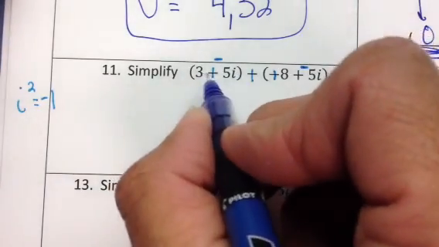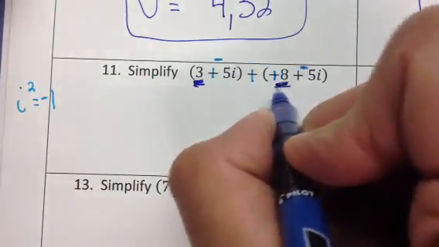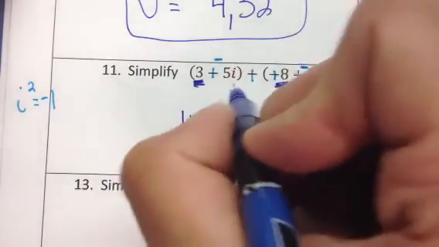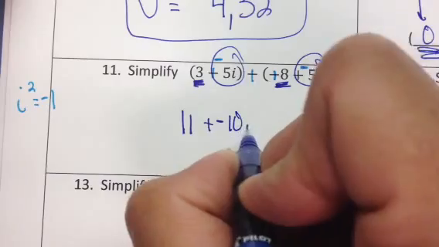So you can check your work on the calculator, but I want to see some type of work like this. So 3 plus 8 is 11, and then negative 5i, and another negative 5i is negative 10i.